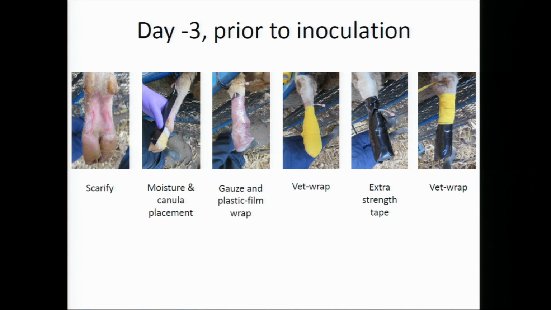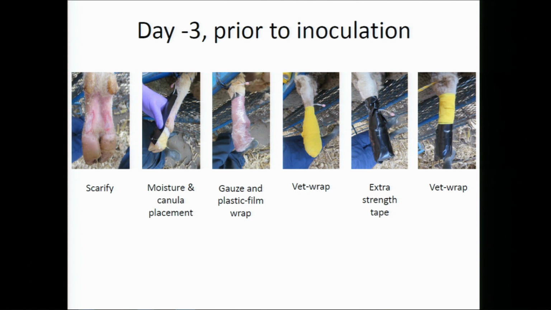We also place a padded cannula, and the idea there is to place the cannula so that we can come back and re-moisten the cotton periodically without actually upsetting the wrap. We apply a brown moist gauze. We cover that in a plastic wrap. We apply a vet wrap. You can see the cannula just appearing just above it. We cover that with an extra strength duct tape, and then we apply a final layer of vet wrap just to hide the cannula to stop the sheep chewing on it.